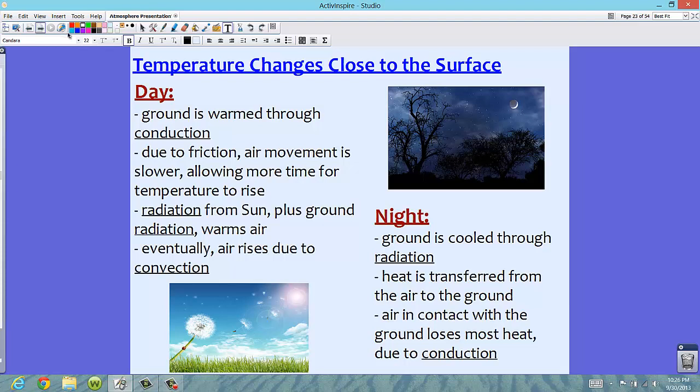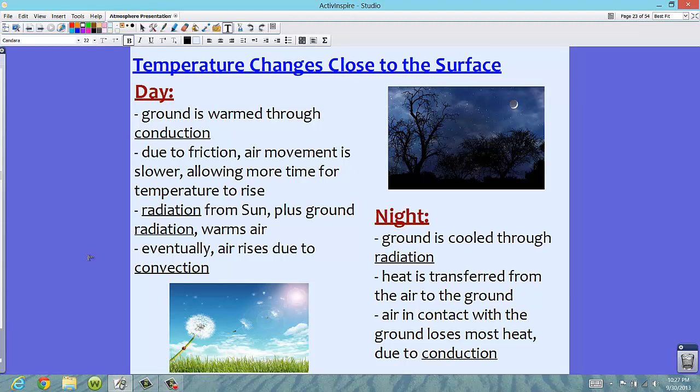Now in the daytime, we have the ground being warmed, and this is through conduction, the direct contact from particle to particle. Now at the surface, because there's a lot of friction, air movement is actually slow. Now this allows the temperature to rise in a lot of cases. So it gives more time because this air doesn't move fast because of friction. So the radiation from the sun plus the ground radiation is going to warm the air directly close to that surface. And eventually this warm air is going to rise due to convection. So during the day, the air at the ground level is becoming warm, and because it warms, it becomes less dense, and then it will rise by convection. So this is close to the surface during the day.